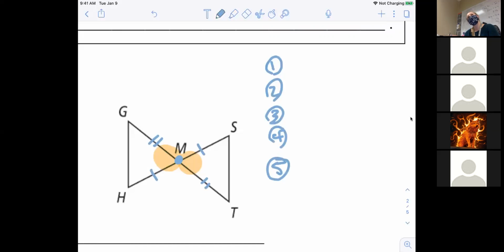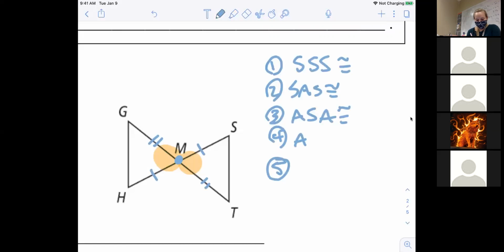Billy, what's one? SSS, very good. Side, side, side. What's another one? SAS, very good, Lydia. What else? ASA, very good, Jane. 2 more. AAS, very good. And then 1 more. Not SSA. Remember, we can't write that forward or backwards. HL, very good, Jane.